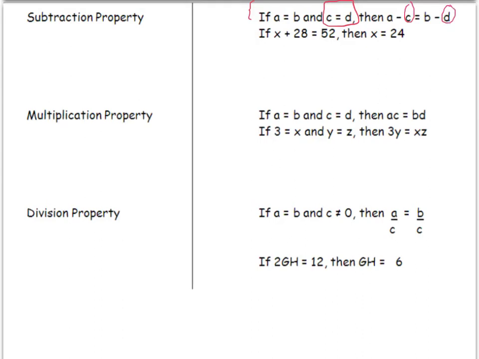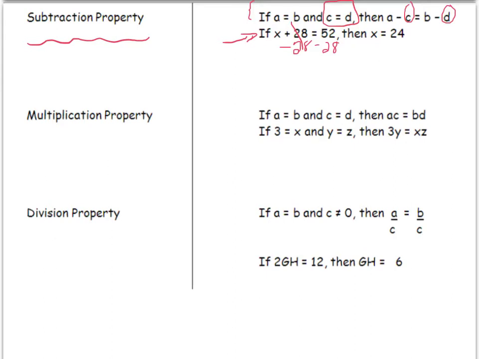It balances the equation. Again, you see this a lot when it comes to solving for x or solving for your variable. If I've got x plus 28 equals 52, and I say that x is 24, in order to get there, you had to subtract the 28 on both sides. This process of subtracting the same thing on both sides is what makes the subtraction property.